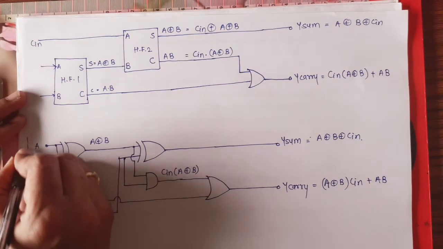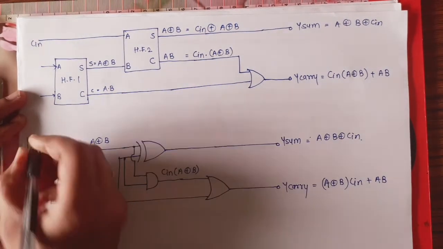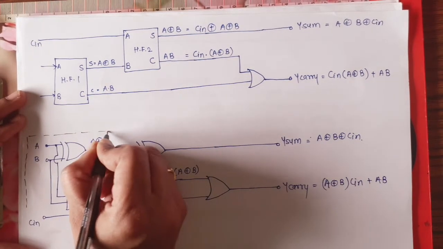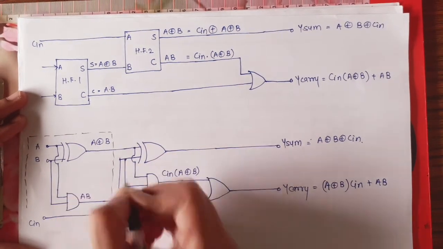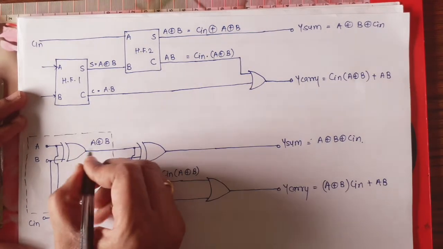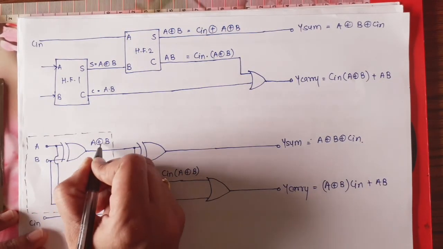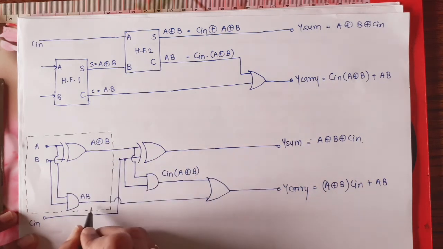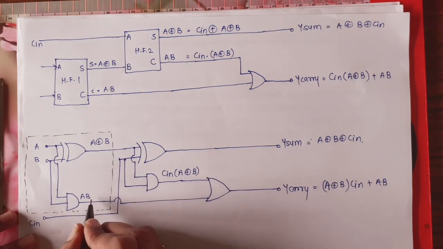So this is representing first half adder with two inputs A and B, which are XORed to get the sum output of first half adder and which are ANDed to get the carry output of the first half adder.